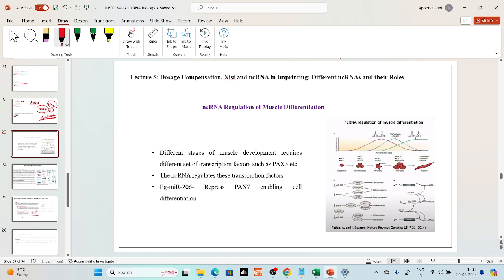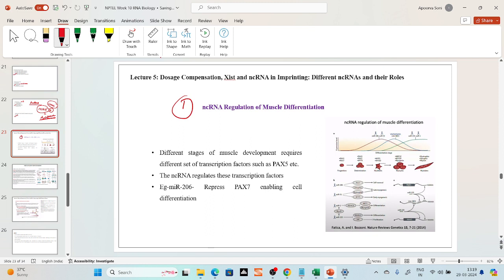So now we know that non-coding RNAs have a role in genomic imprinting. Then they are involved in RNA interference. They are involved in other kinds of RNA silencing also with the help of miRNA. So is that it? No, there are even more roles of non-coding RNA. And what are those roles? First, they are required for muscle differentiation. So non-coding RNAs are required for muscle differentiation.